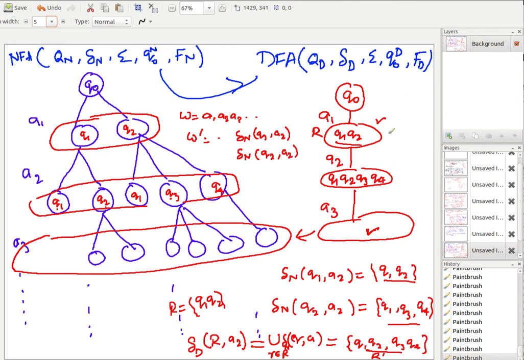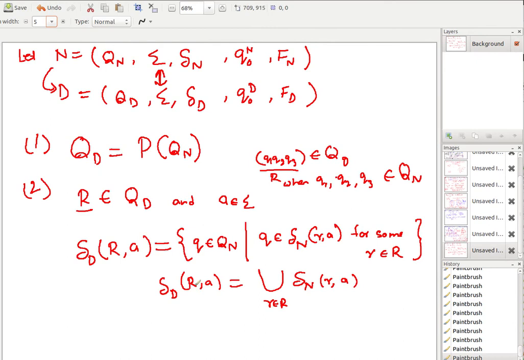So this is R. From R, when you took A2, you are reaching R dash, right? That's how we have defined mathematically the same thing here on the next page: for each of the elements you have in R, on the non-deterministic machine you go wherever you are going, and take the union of that. And exactly this is also saying the same thing. These are equivalent, these are the same.